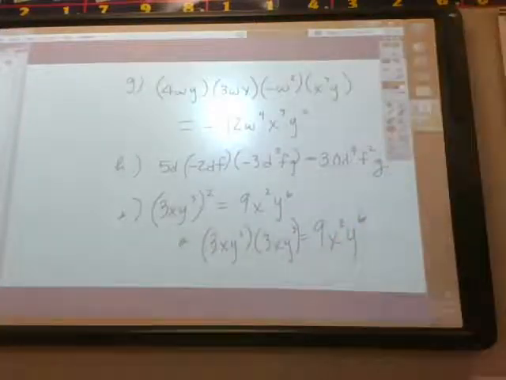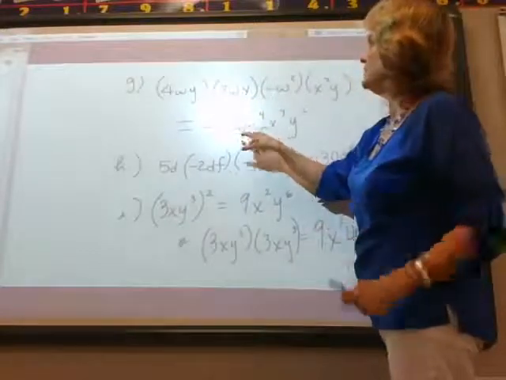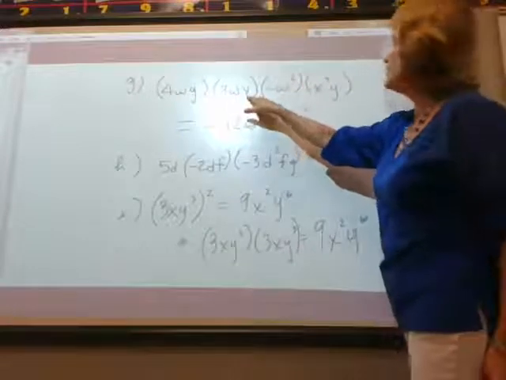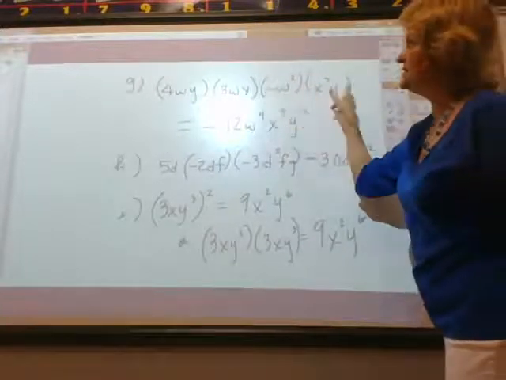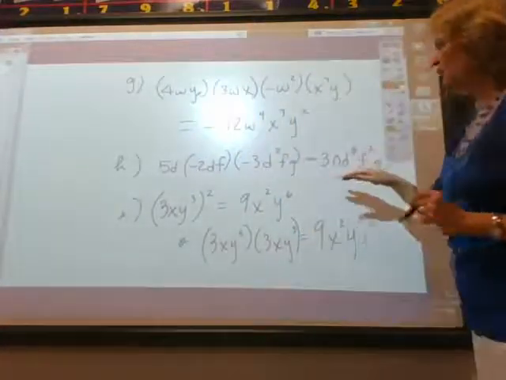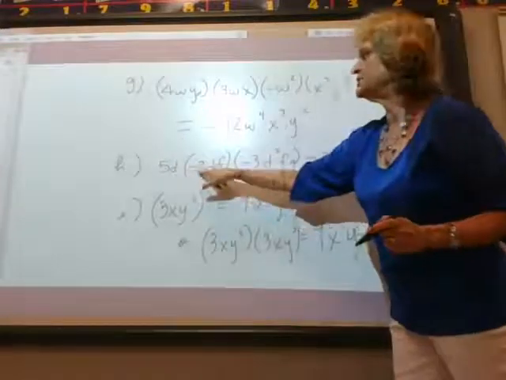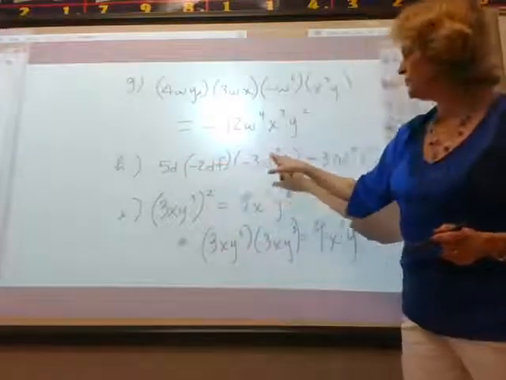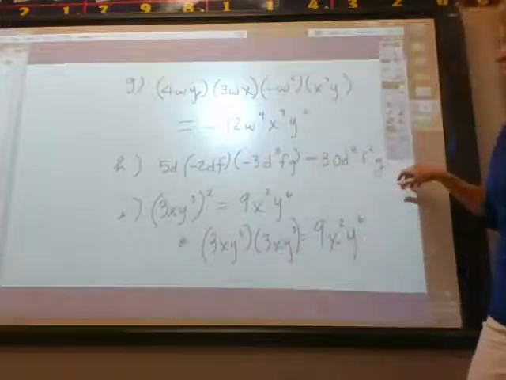All right, so G, as you see, will be a negative. 4 times 3 is 12. W to the 1, 2, 3, 4. X to the 1, 2, 3. And Y to the second here. This was an X, this is the Y. Okay. All right, for H, it's going to be positive. 5 times 2 is 10, times 3 is 30. D to the 1, 2, 3, 4, F to the 1, 2, and a G.